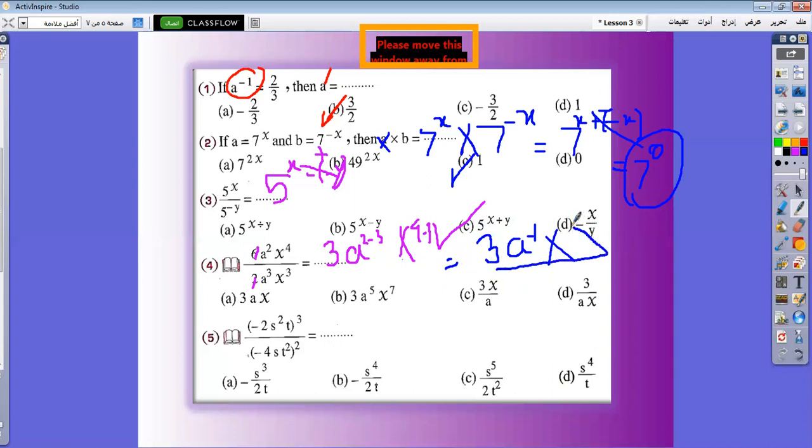Can you simplify? So it will be what? 3, okay, you write here 3. x, okay. What is the meaning of a power negative 1?